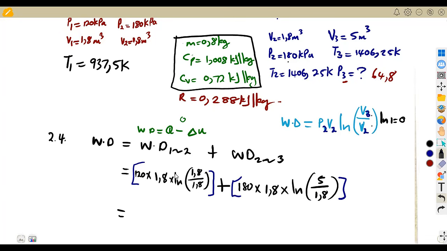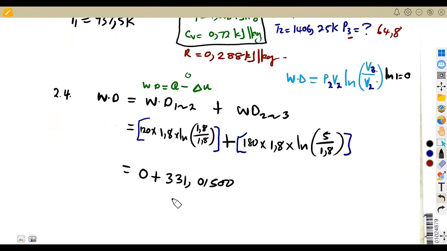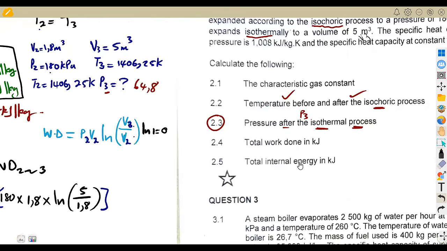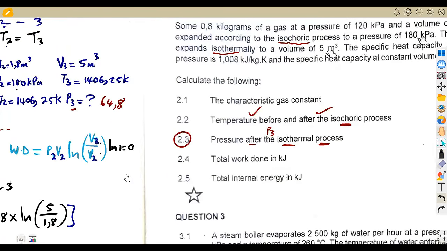Isochoric process, like I said, this is going to give us a 0. If you use your calculator here, you're going to have a 0 plus this side, we are going to obtain 331,015. All right, so that was going to be our work done, which is measured in kilojoules in this case. Remember also the units. All right, so that's it.